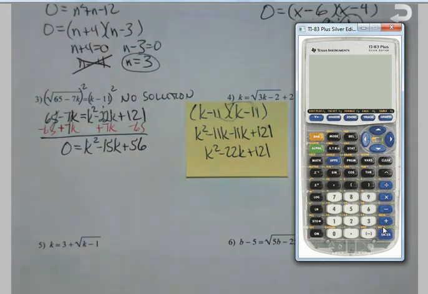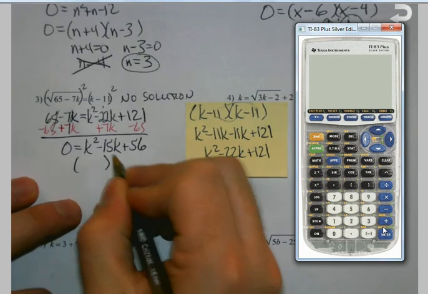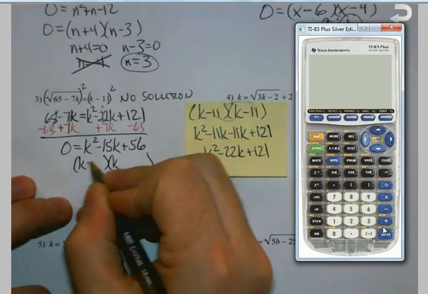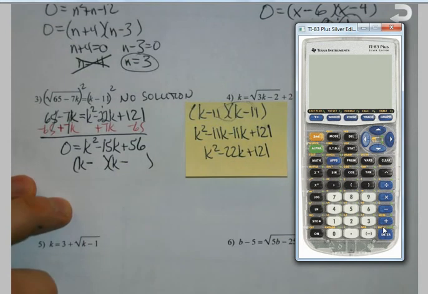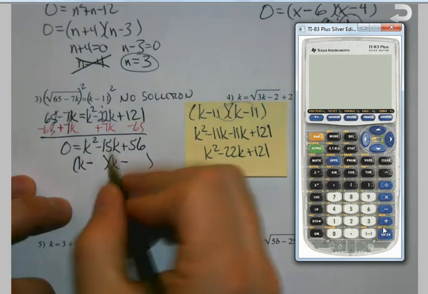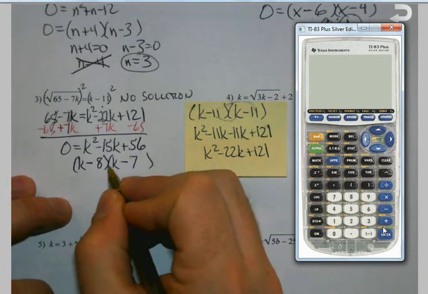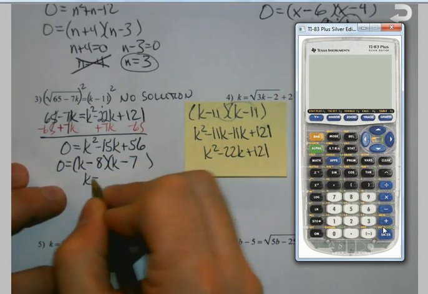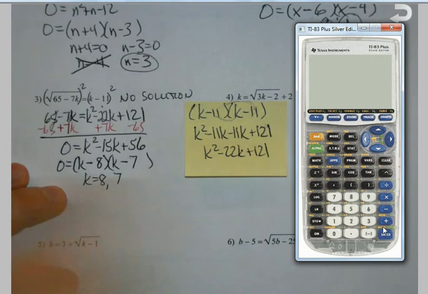And then I would just do the diamond. You're sitting there going, well, wait a minute, this looks like this diamond can be done. Multiply to positive 56 and add to negative 15. 8 and 7, they both would be negative. And you're like, well, if I set those each equal to 0, forget no solution, I get 2 answers.